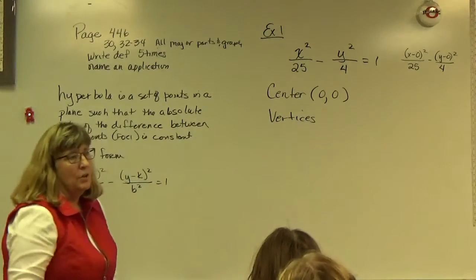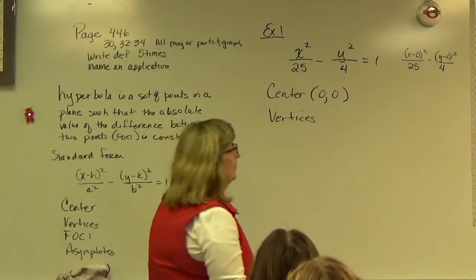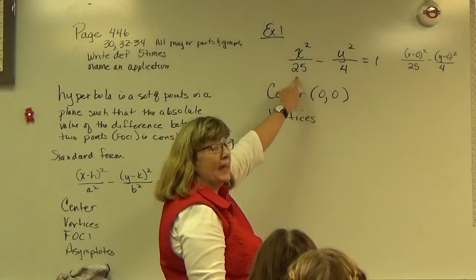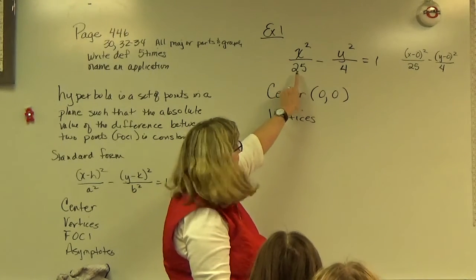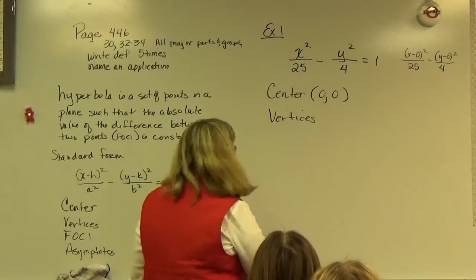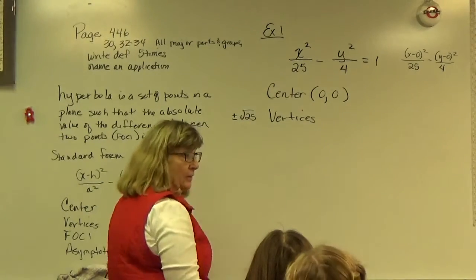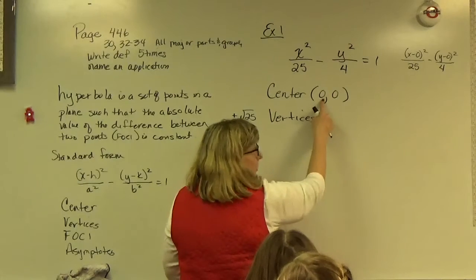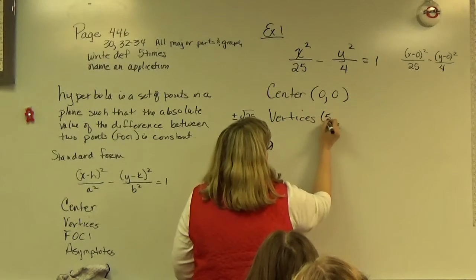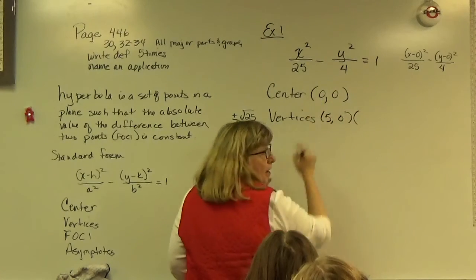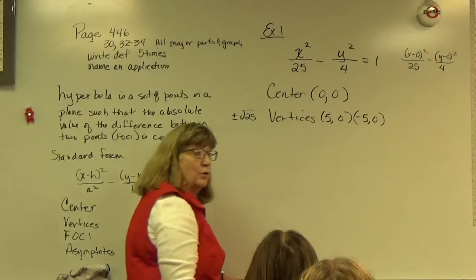The vertices all depend upon which variable comes first. Which variable's coming first in this problem? X. That's the one that's going to do the changing, and what it's going to change by is the square root of this value. So what's the square root of 25? And that would be plus or minus, right? So you're going to add 5 to the x value of the center, since that's the one that came first, and you're going to subtract 5 from that x value of the center. So those are the vertices.